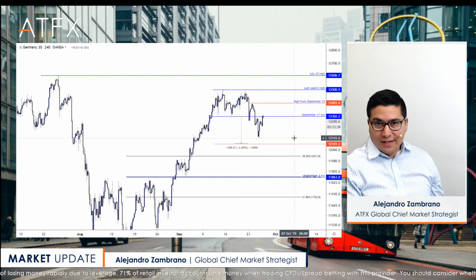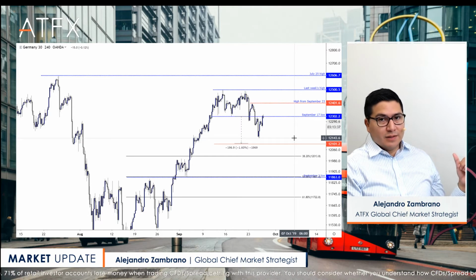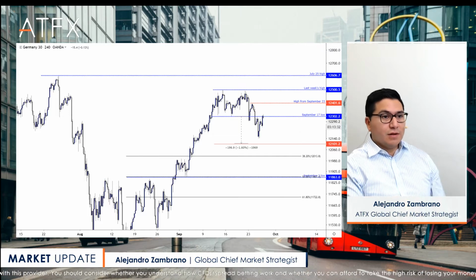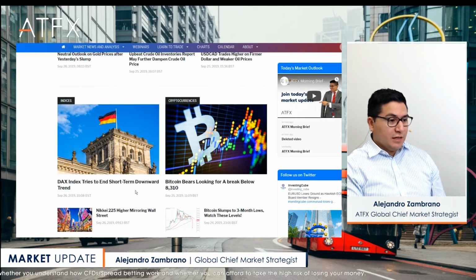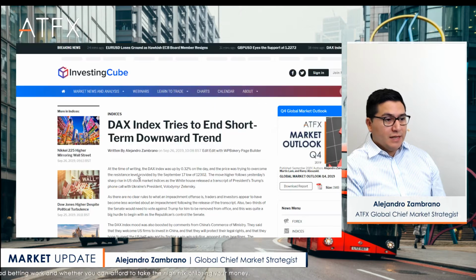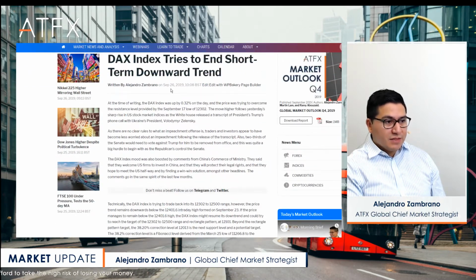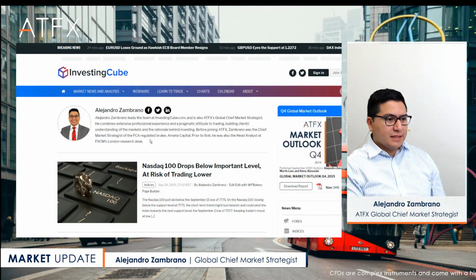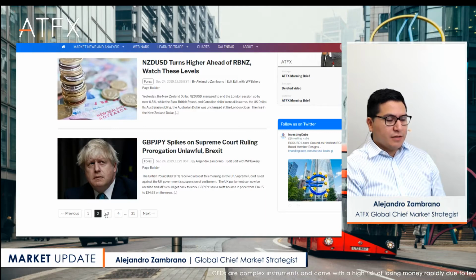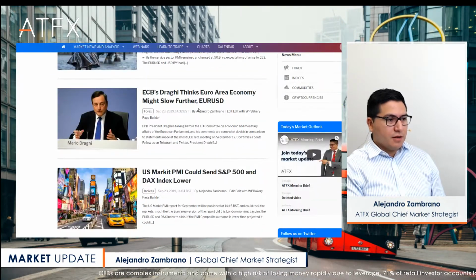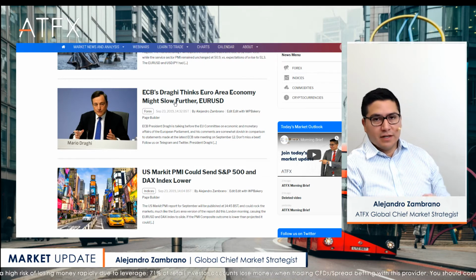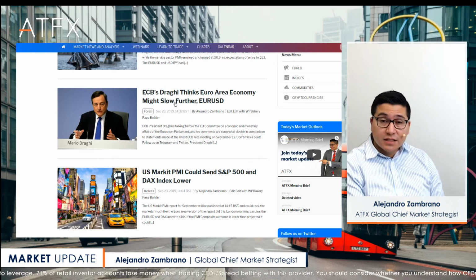As well, the economic data has been bad for quite some time. I mean, the data coming out has been bad. There's no real reason to anticipate any major changes. I mean, even Mario Draghi himself, I think it was last week or so, said that he was bearish, not on the market, but on the economy. ECB's Draghi thinks the Euro area economy might slow further, and he talks about these leading economic indicators.